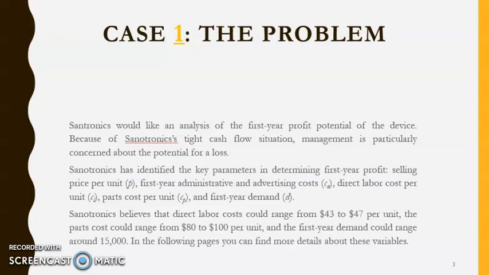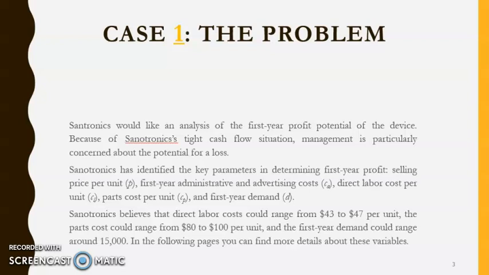I did it on purpose because I wanted that when we are doing case one together, many of the parts, including the distributions, including the variables, and several other things, you are already familiar with. So case one is in fact the Sanatronics case that you know about. For example, the demand, you know about the part cost, you know about labor cost. And today with this session we are going to connect all these things together as a real thorough simulation case.